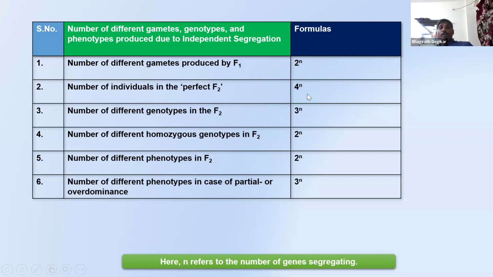In the monohybrid, how many phenotypes have we achieved? 4. That's why 4 to the power of 1, we are getting 4.